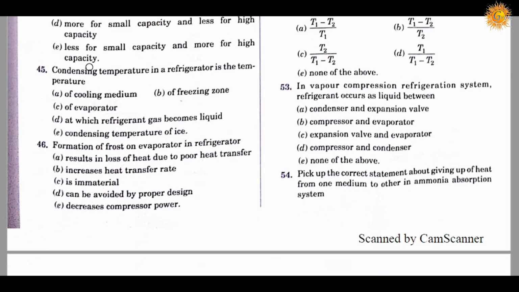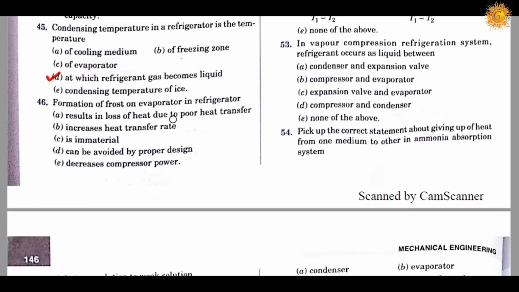Question 45. Condensing temperature in a refrigerator is the temperature option A, of cooling medium, option B, of freezing zone, option C, of evaporator, option D, at which refrigerant gas becomes liquid, option E, condensing temperature of ice. So the correct answer is D, at which refrigerant gas becomes liquid.